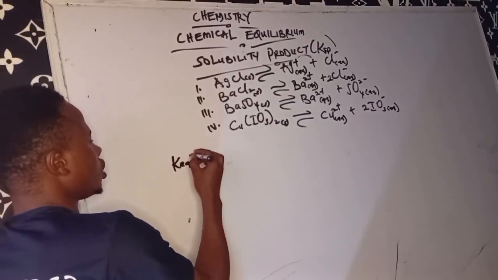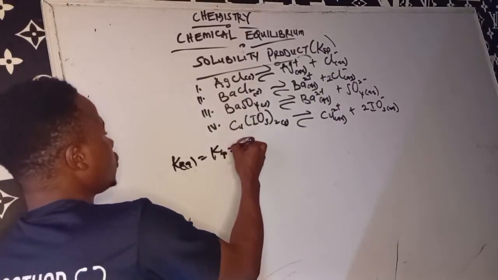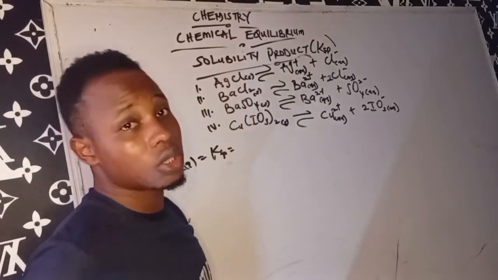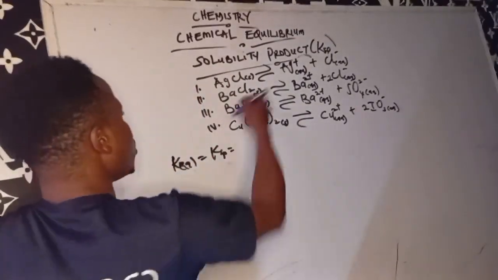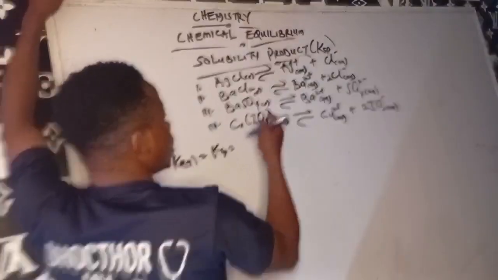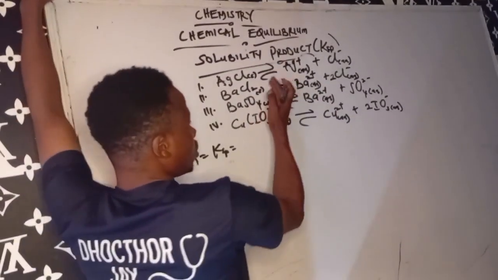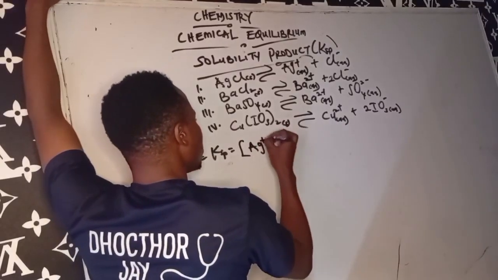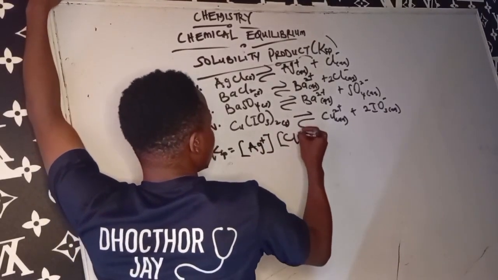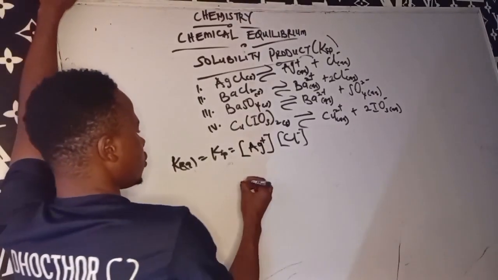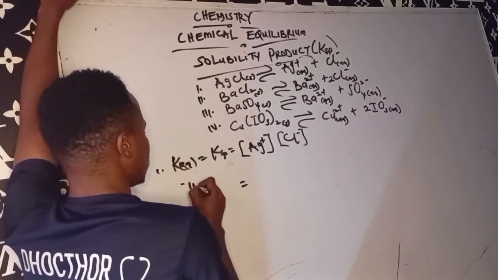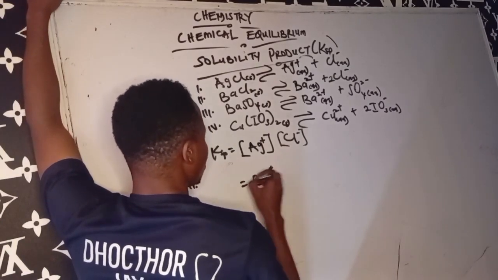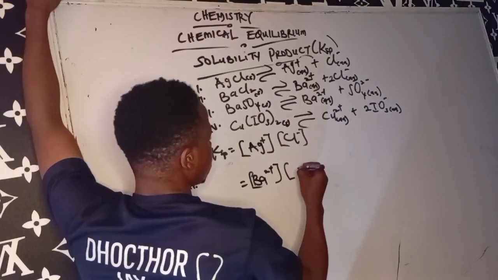Write the Keq, which is the same thing as the Ksp. Don't forget, we only write aqueous or gases. We don't deal with solids or liquids because the activity is one. So for AgCl, product over reactant. But don't forget, because all the reactants are solids, I'm going to be concerned with the product. So we are going to have Ag+ and Cl minus. That's for number one. For the second one, question 2, we are going to have Ba2+ and Cl minus.